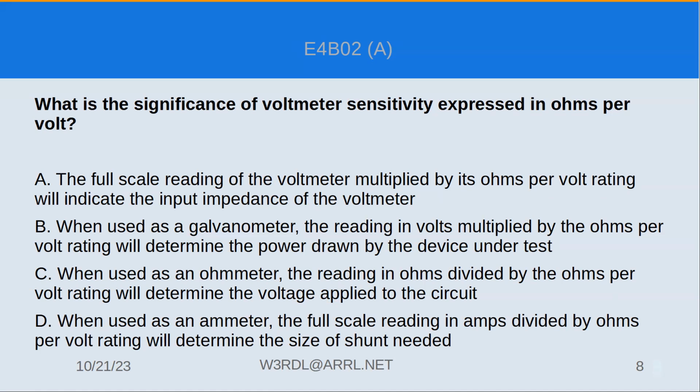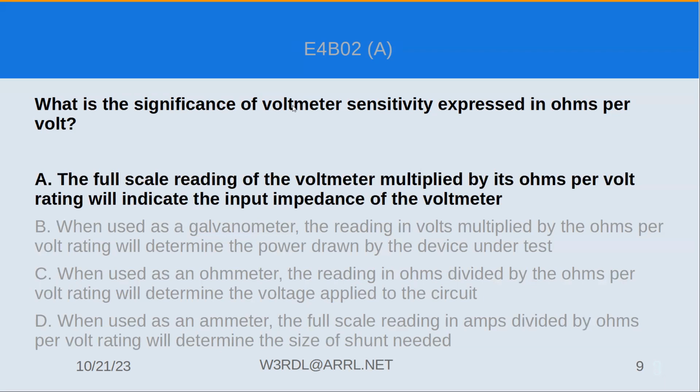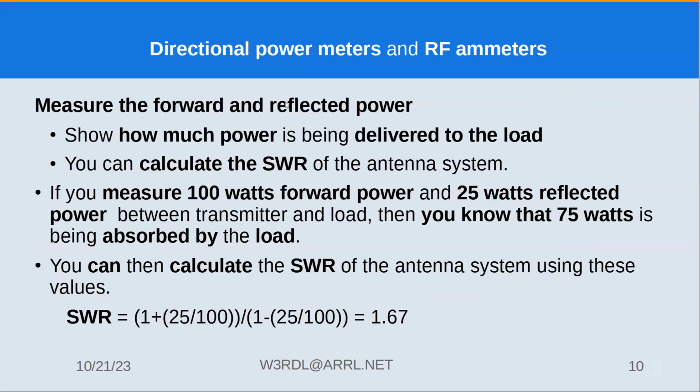What's the significance of voltmeter sensitivity expressed in ohms per volt? Alpha, I think. Yeah, because you said alpha full scale reading. Those are very wordy answers. Yeah, it was only down to C when they said alpha.